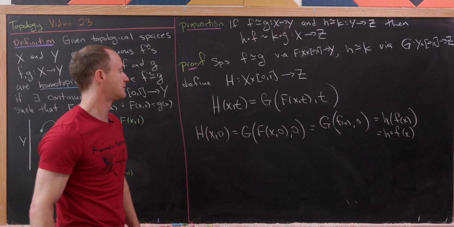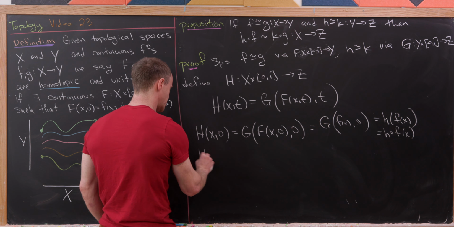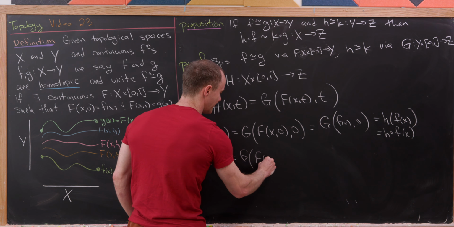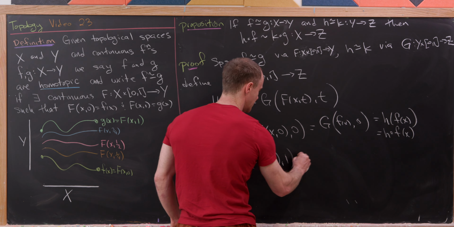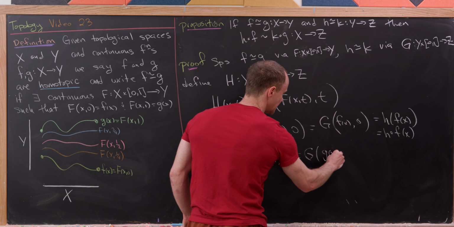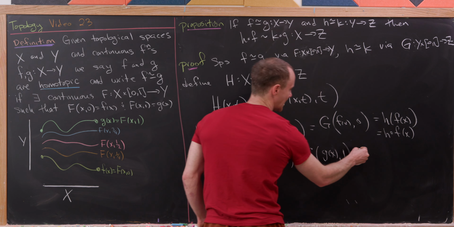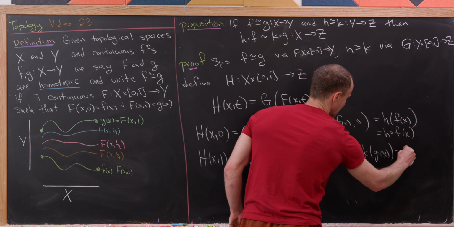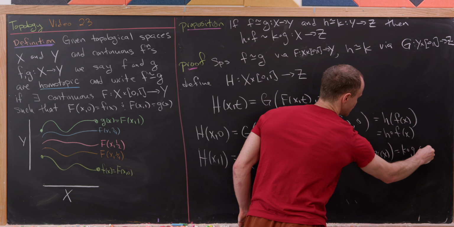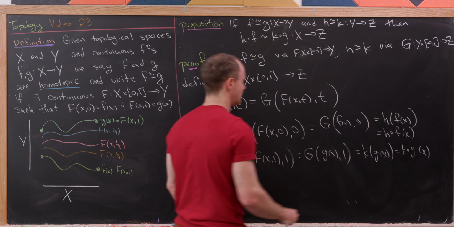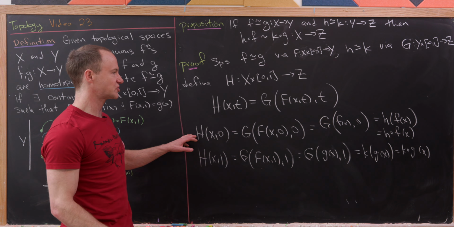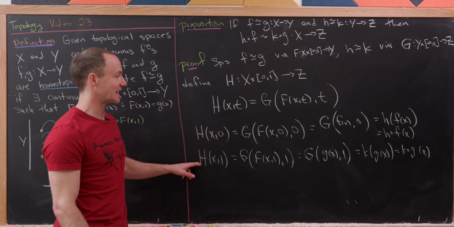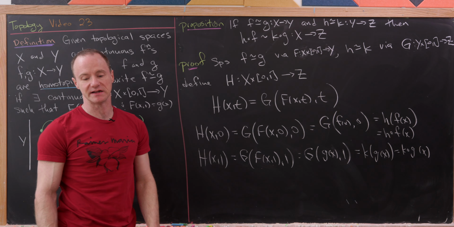Okay, good. And now let's look at H of (x, 1), but that's going to be G of (F of (x, 1), 1), which is G of (g of x, 1), and now that's going to be k of g of x. But then that is k composed with g of x. Now observe that this function starts at h composed with f, and ends at k composed with g, just as we needed it to.